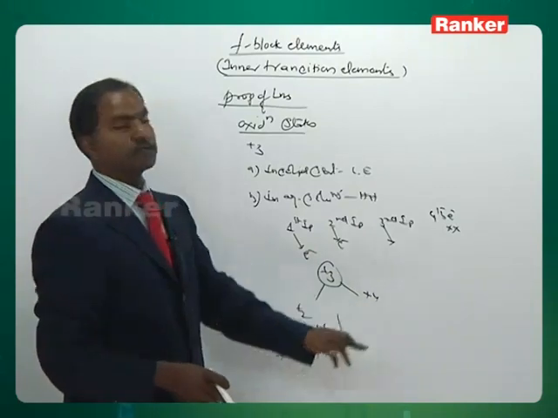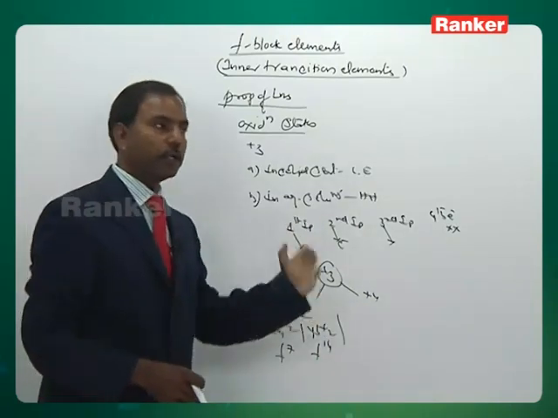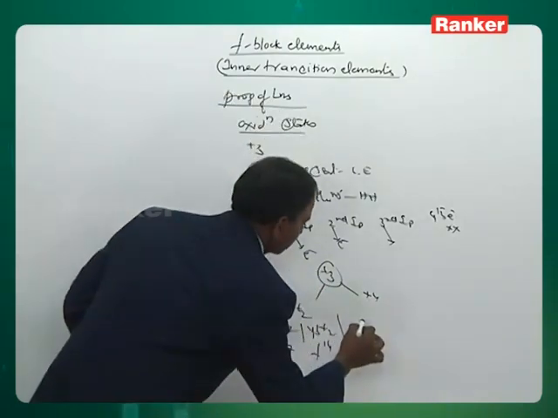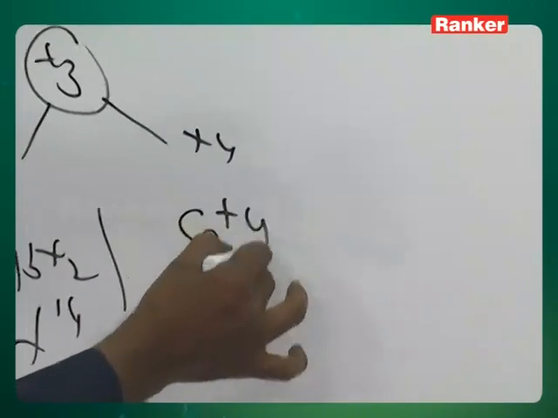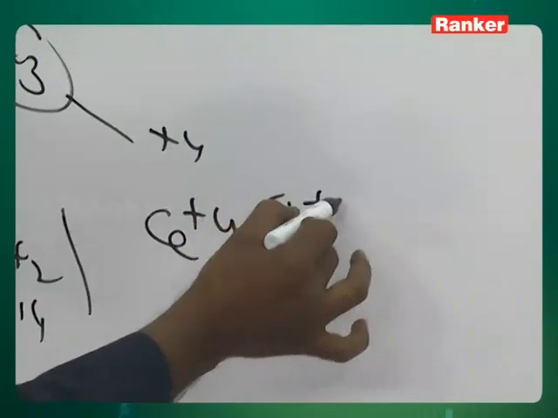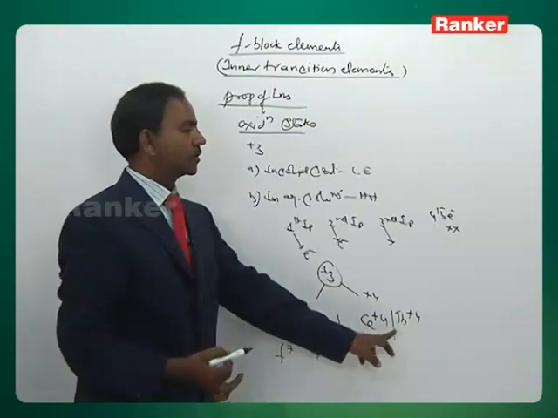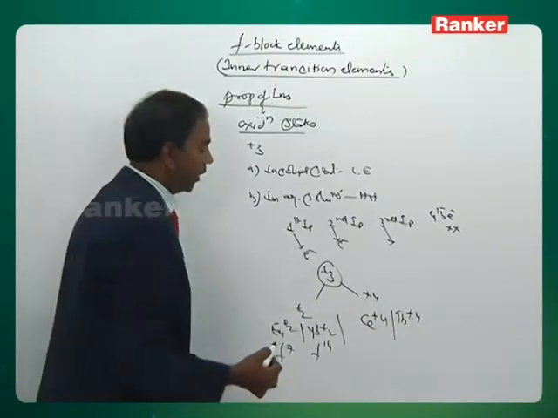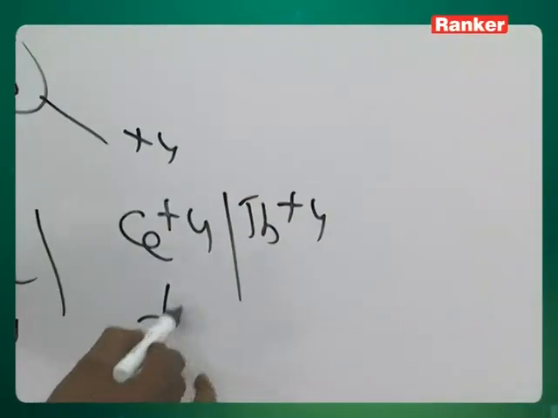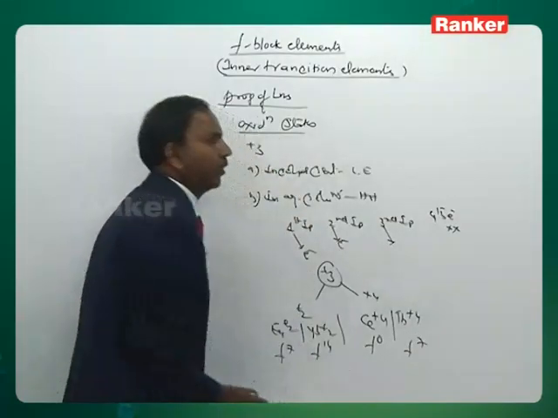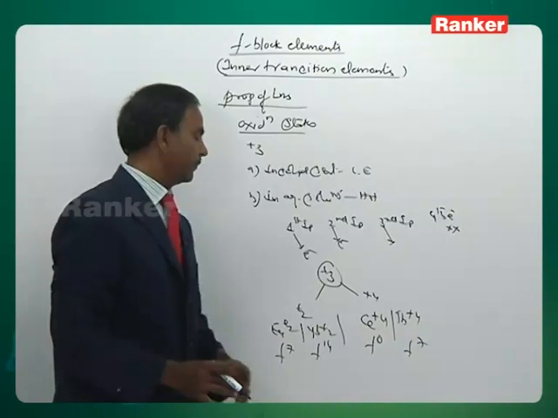Some of the elements also exhibit the +4 oxidation state in addition to +3. Which elements exhibit this +4 oxidation state? Let us consider cerium +4 and terbium +4. These two elements exhibit the +4 oxidation state in addition to +3. Why? In their +4 oxidation state they gain a stable F0 or a stable F7 configuration.